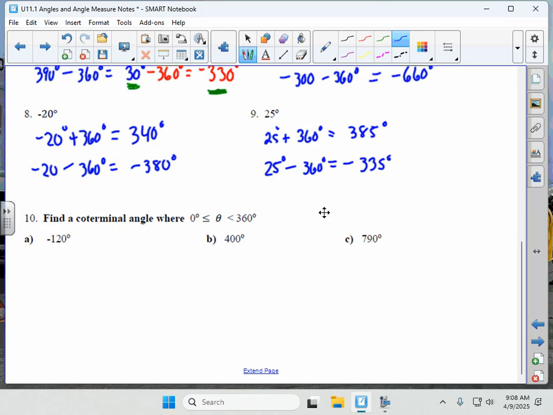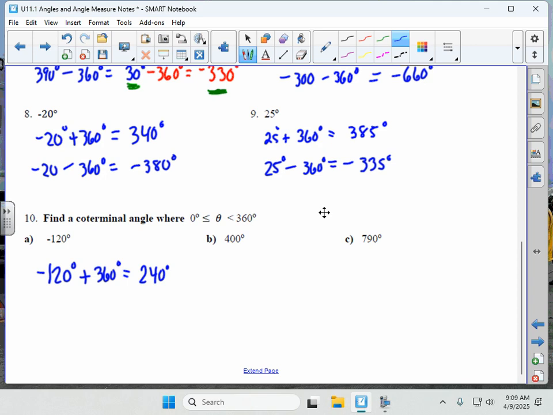All right, number 10, find a coterminal angle where the angle has to be between 0 degrees and 360 degrees. All right, so what this is talking about, because it has to be between 0 and 360, it has to be a positive angle. And so they want us to find only the positive angle that's between 0 and 360. So starting at negative 120, we know that we're going to have to add 360 to it. That's going to get us positive 240. All right, so 240 is between 0 and 360, so that would be the angle that they want us to list.